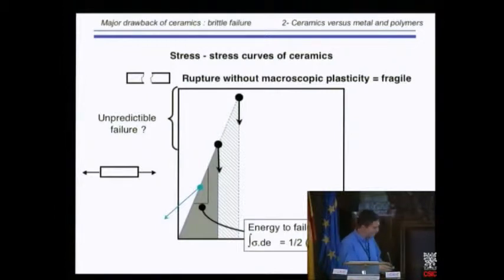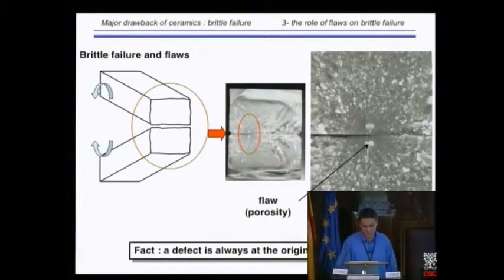That's the first point. The second point is, of course, as was also said by Gilbert, the energy to failure is really low as compared to metal, since we have only elastic energy which is stored before the failure. But when we look carefully at samples, parts, and so on, there is always a flaw at the origin of the failure. So we cannot say the failure is unpredictable. The failure is quite distributed due to the distribution of flaws. So we have to keep in mind that we always have a defect at the origin of failure.